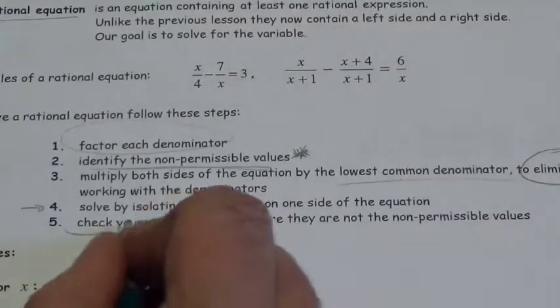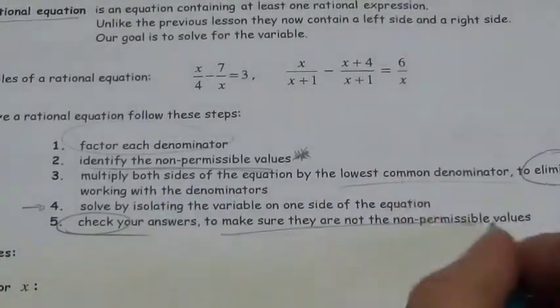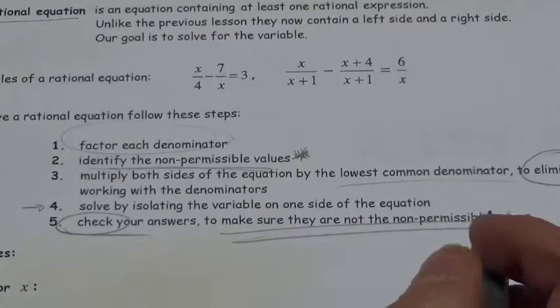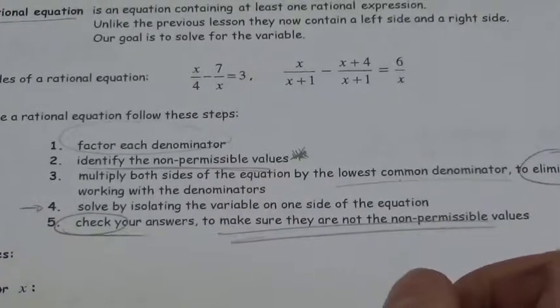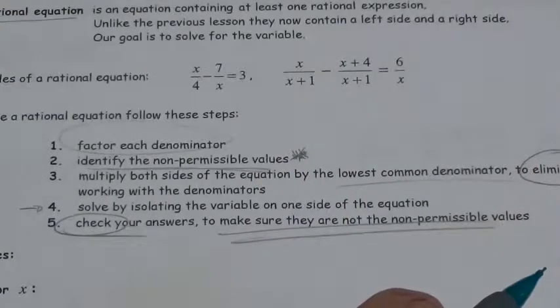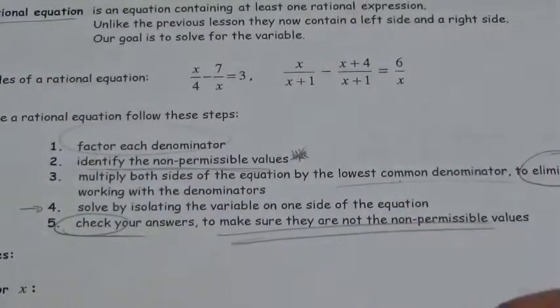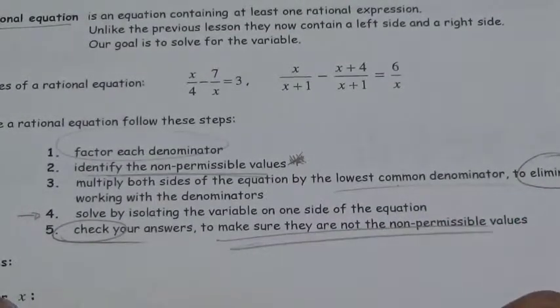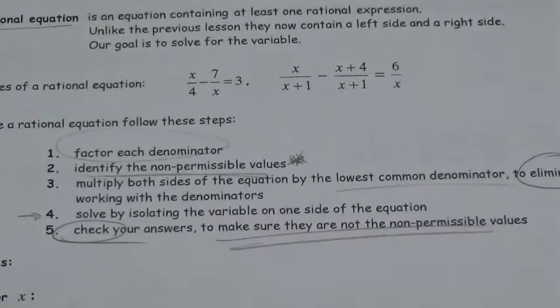But then at the end, you've got to check your answers by comparing them with those non-permissibles. Because if one of the answers that you find is one of the non-permissible values, that's an extraneous root. You kick it out. But if it's not, then it's an acceptable root. Now that's only going to jump out at you if you know what the non-permissibles are, so you've got to make sure that you do that. Anyway, let's take a look at some examples.